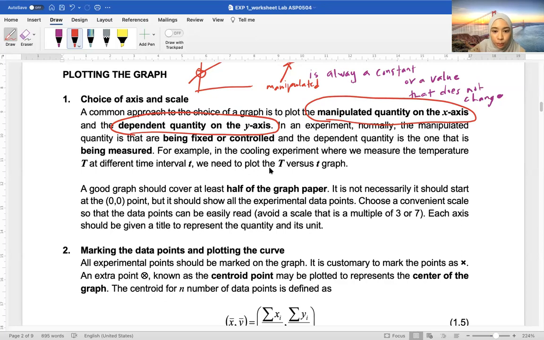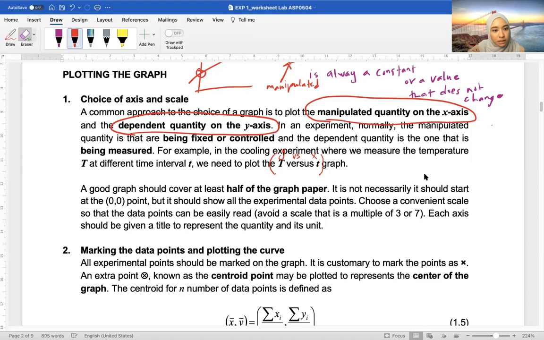Okay, we need to plot the y versus x graph. When they say y versus x, conventionally it is always y versus x. So if I say force versus time, you know that force is your y and time is your x. That is the conventional way of describing your plot.